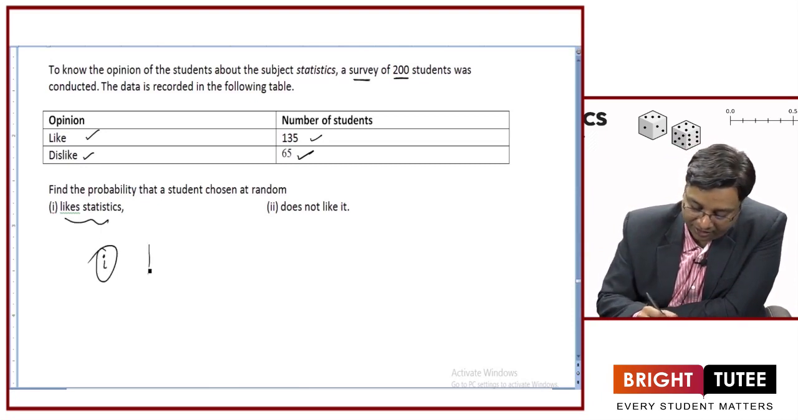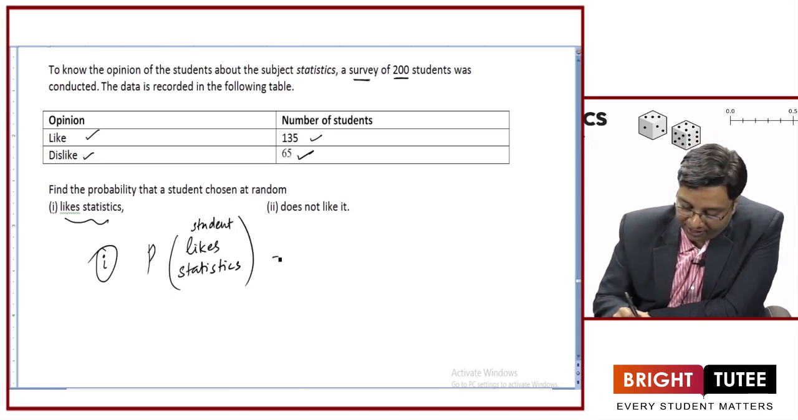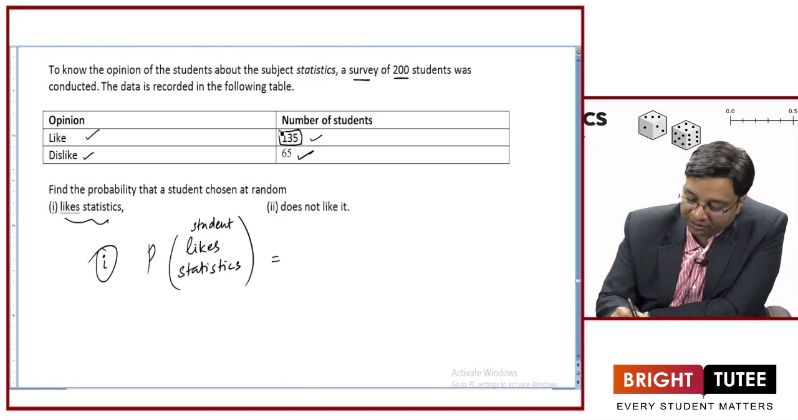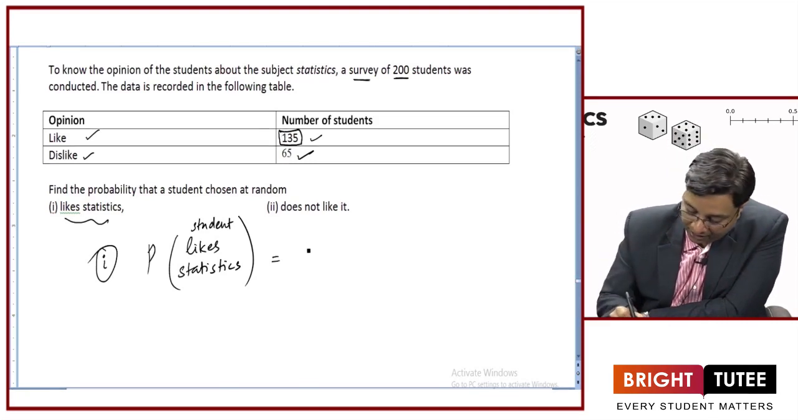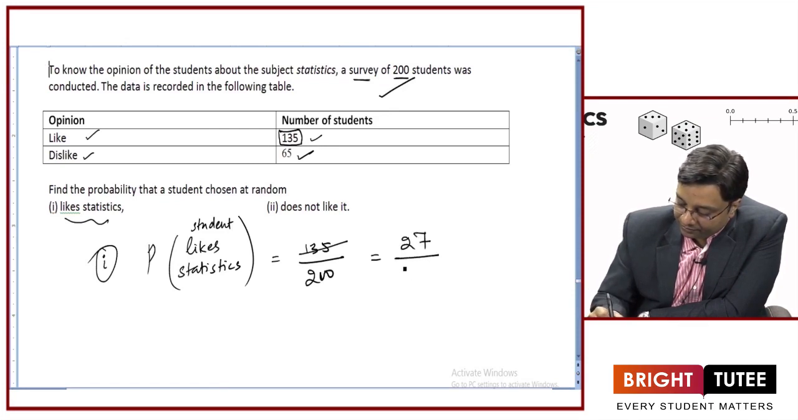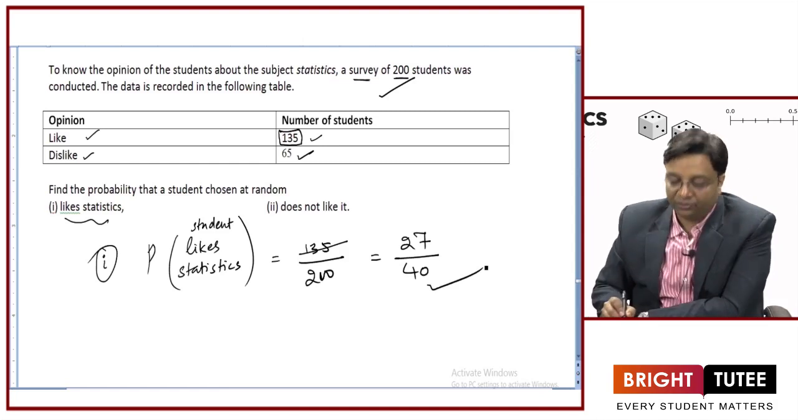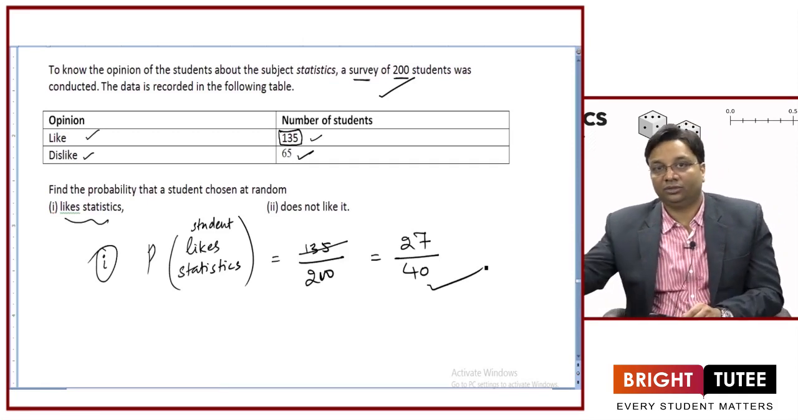So, first, the probability that a student chosen at random likes statistics is equal to 135, because 135 students liked statistics when the survey or observation was conducted. So, 135 out of a total of 200. You can simplify it further. 27 by 40 is the probability that a student likes statistics if a student is chosen at random out of these 200 students.